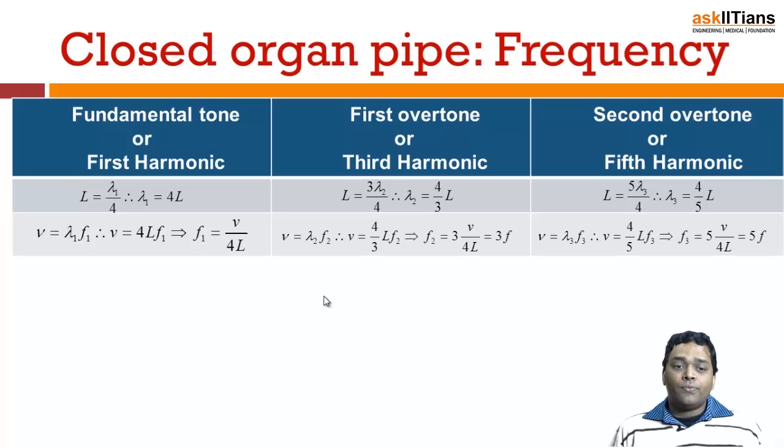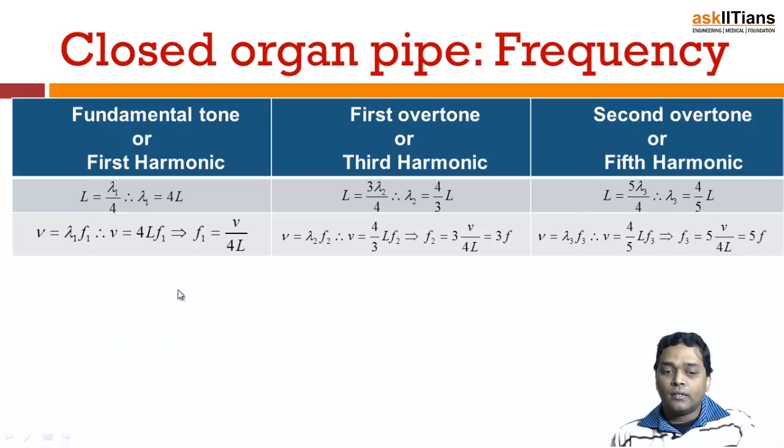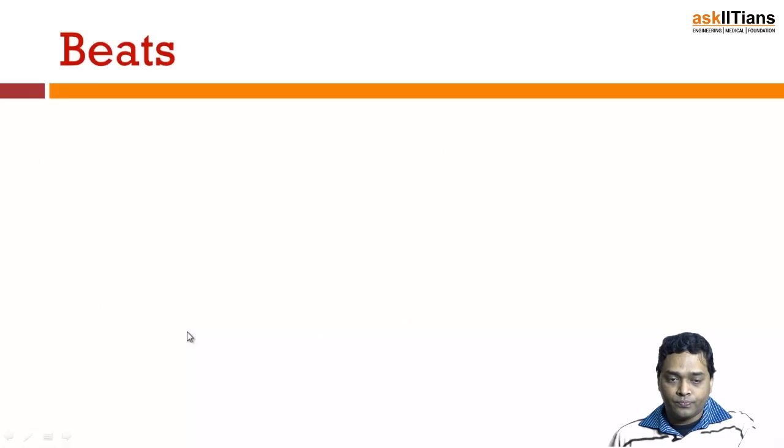The length for the first tone or first harmonic is L equals lambda 1 by 4. For the first overtone or the third harmonic, it becomes 3 lambda by 4. The second overtone or fifth harmonic becomes like this. So here, effectively, the frequencies are related as 1:3:5.